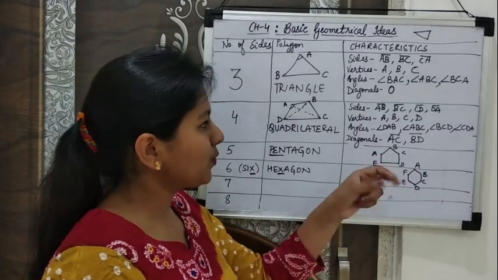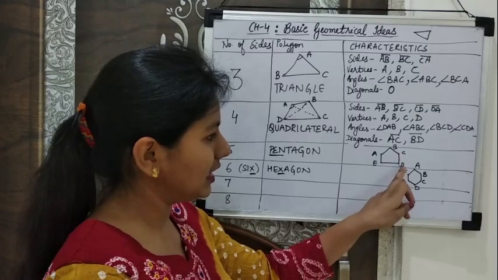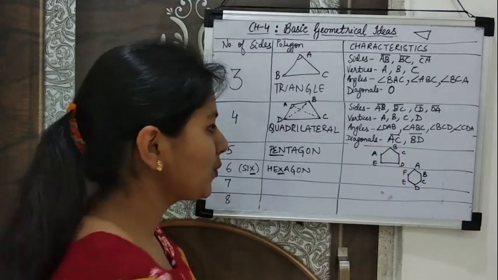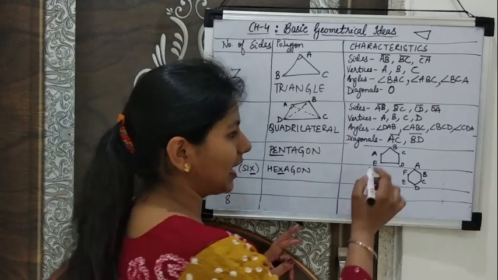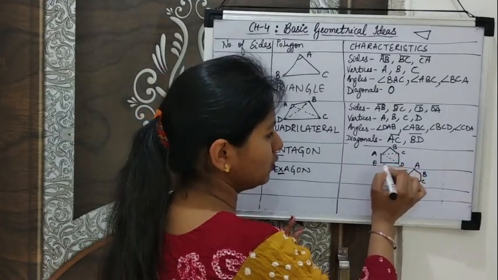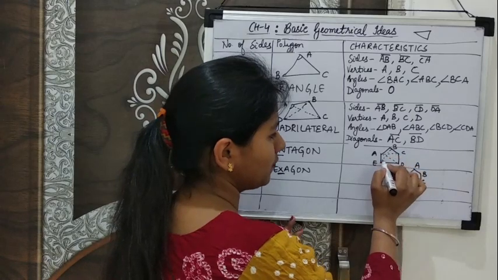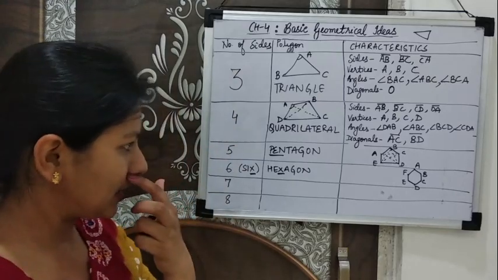In this also we can have sides. 5 sides are there: AB, BC, side CD, side DE and side EA. 5 vertices are there. 5 angles are there. And diagonals: 1, 2, 3, 4 and 5. 5 diagonals are there.